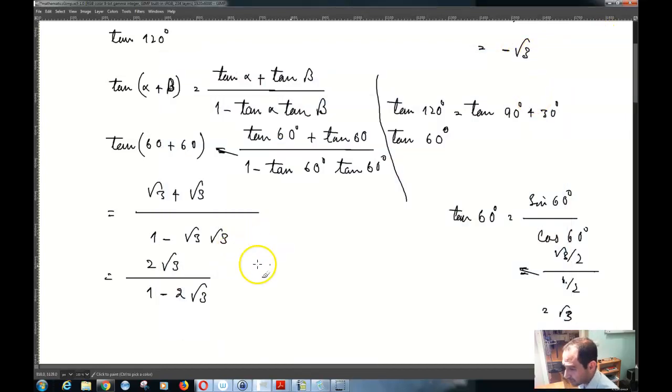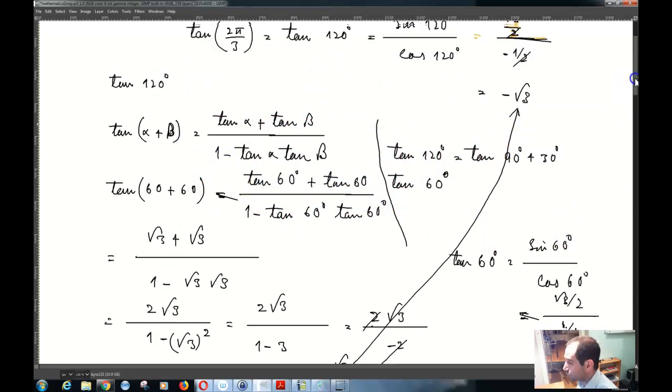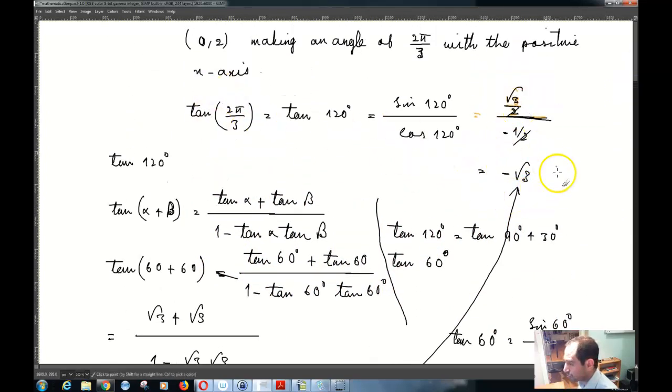I have made a mistake over here. This is square root of 3 whole squared. So that is equal to 2 times square root of 3 over 1 minus square root of 3 whole squared, which is equal to 3. So that's 2 square root of 3 over negative 2. So these two cancel out, and then you'll get negative square root of 3, the exact same value that you got over here. So you can use all of these formulas as well, but eventually tan of 2 pi by 3 is equal to negative square root of 3.